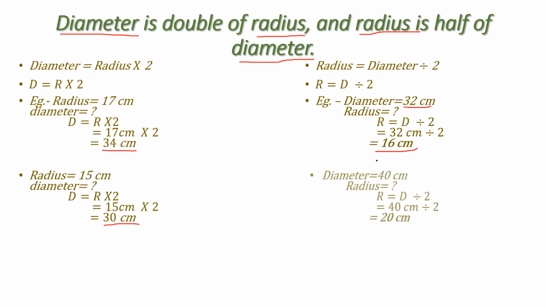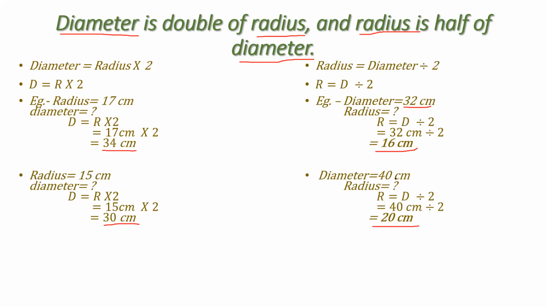Let's take one more example. Here I have taken diameter 40 centimeters. What will be the radius? r is equal to d divided by 2. I write 40 in place of d because here in my question 40 is given. 40 centimeter divided by 2 is 20 centimeters. So the answer of this question is 20 centimeter. Radius of the circle is 20 centimeter.